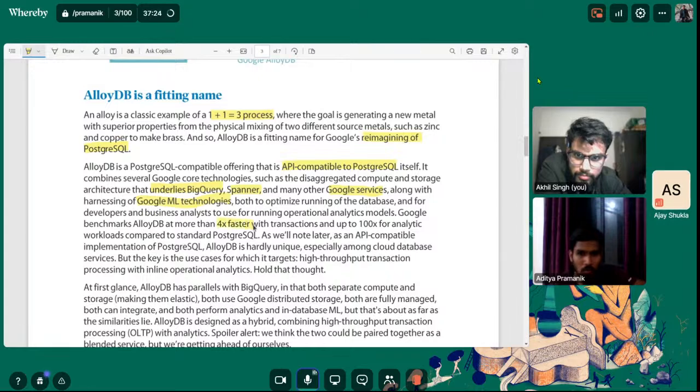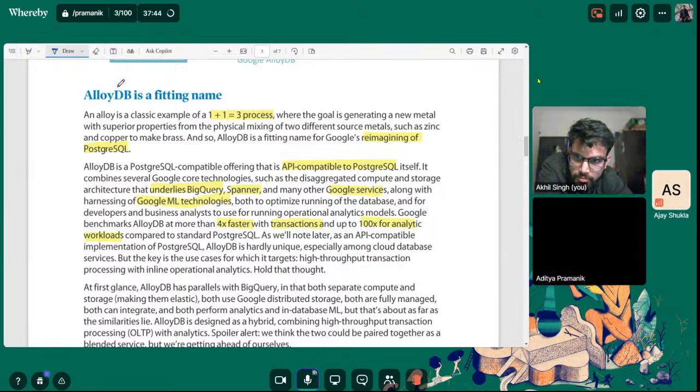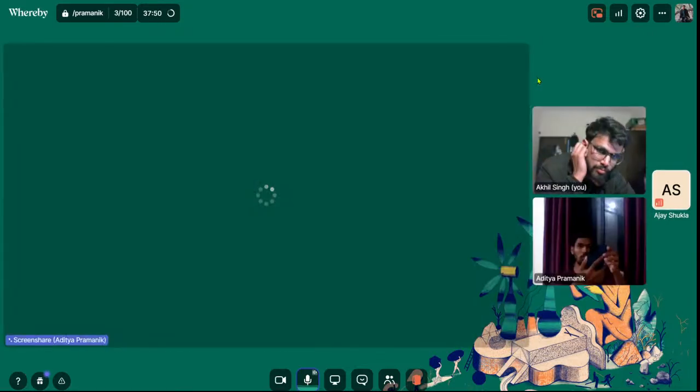Wait a minute, let me go through that first. No problem. Disaggregated compute and storage architecture, the query, Spanner, and many other Google services. So what it said is basically, with PostgreSQL, they are combining various Google core technologies, that are BigQuery. I'm getting a black screen actually.